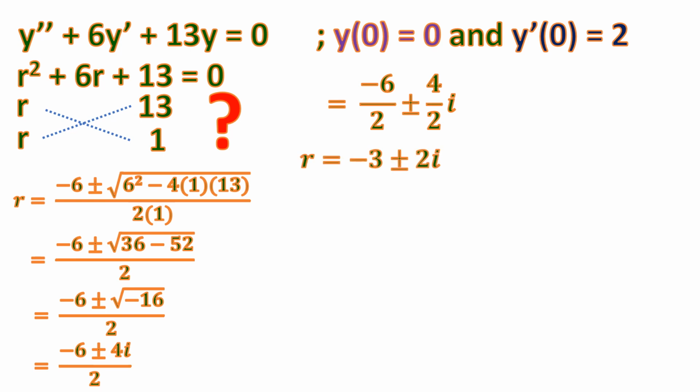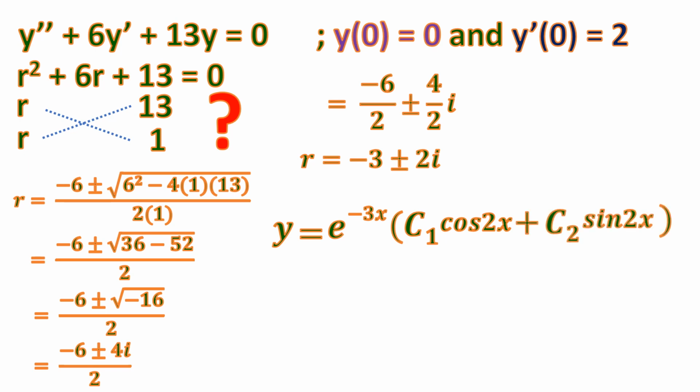So simplify, we reduce it, we will get negative 3, and 4 halves is 2, so it's 2i. So this is our root, and we're going to write the general solution for this. So y equals e raised to the negative 3x, because of the real part negative 3, multiplied by the first constant c1 times cosine of 2x, because our imaginary part is 2i, plus c2 sine 2x.